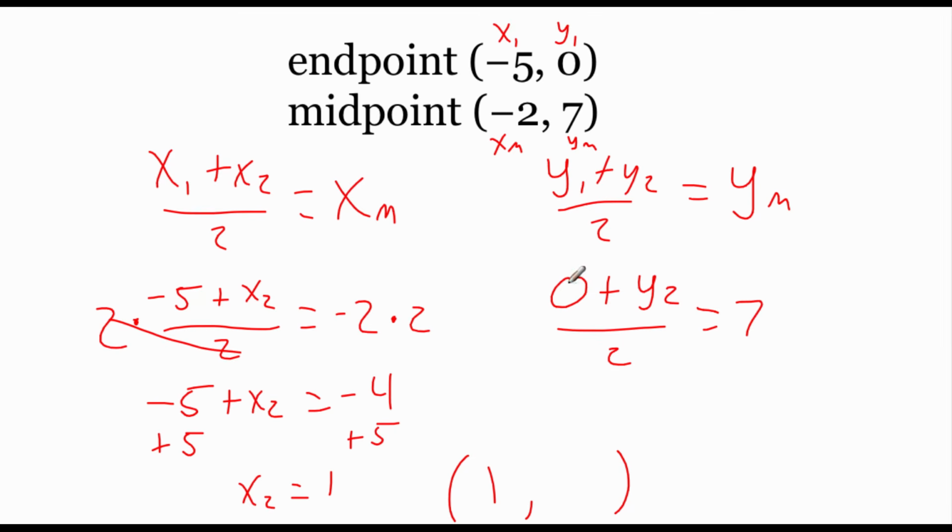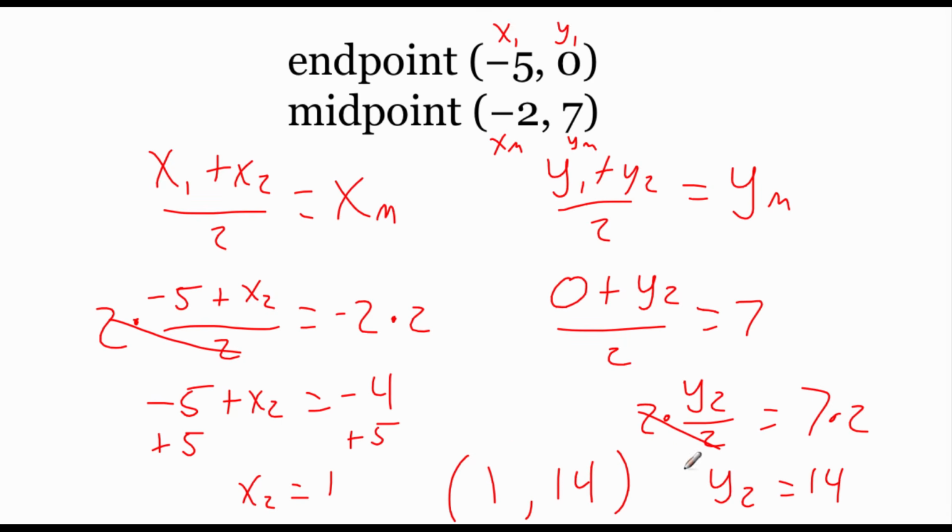Now on the top here, taking 0 plus y2, well, if we take y2 and add 0 to it, that's not going to change the value at all. So it's just y2 divided by 2 equals 7. Again, in order to get rid of this divided by 2, we're going to multiply both sides by 2. Left-hand side, those 2's will cancel out, so we'll get y2 equals 14. And I'm going to fill that in on my ordered pair. So the location of that other endpoint is the point 1, 14.